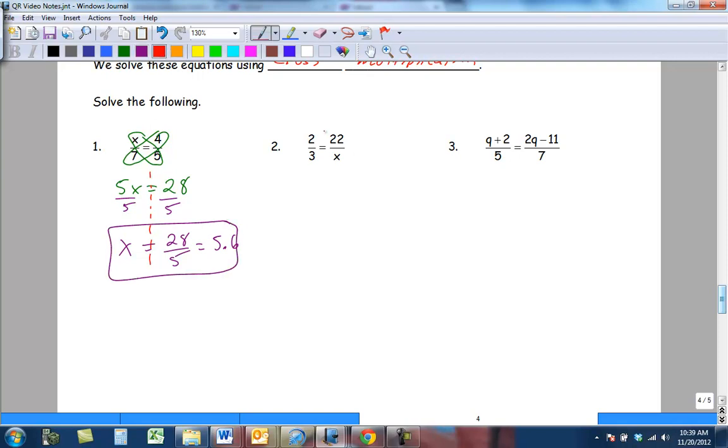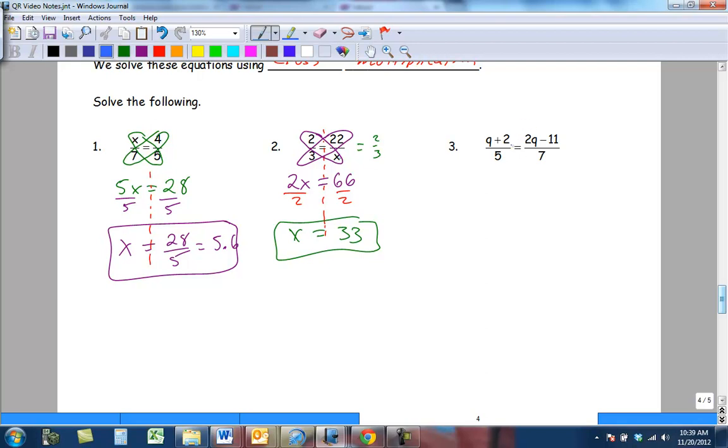All right. Second example. It's an equation, but we're going to cross multiply. So you got 2x equals 3 times 22, which is 66. Divide by 2 on both sides, and you get x is 33. You could go and plug it in and check your answers. 2/3 is the same thing as 22 divided by 33, which reduces to 2/3 as well. So they're both the same ratio.